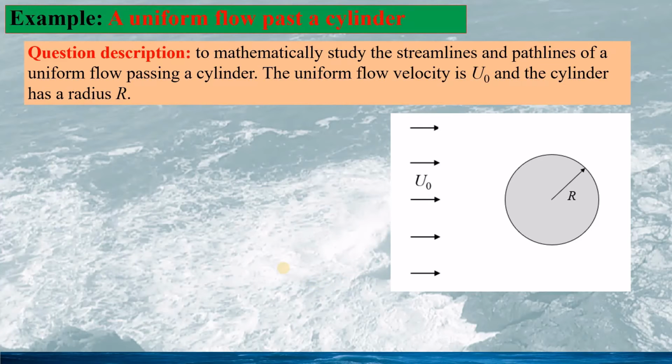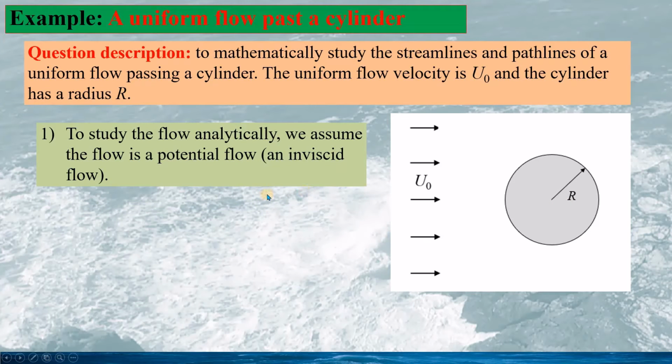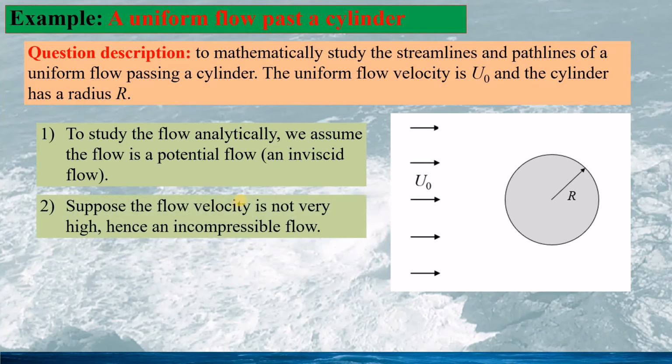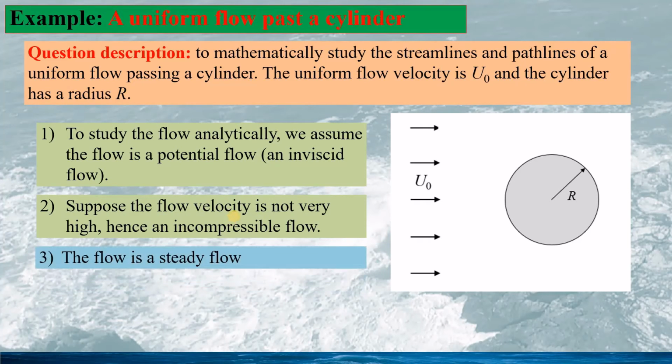Next, I will use an example to show how we can build the streamline and pathline equations and how we can solve them. The example is a uniform flow with velocity u0 past a cylinder of radius r. In this talk, we will study the problem analytically. Thus, we assume the flow is a potential flow, and the flow velocity is not very high, hence it is an incompressible flow, and the flow is a steady flow.